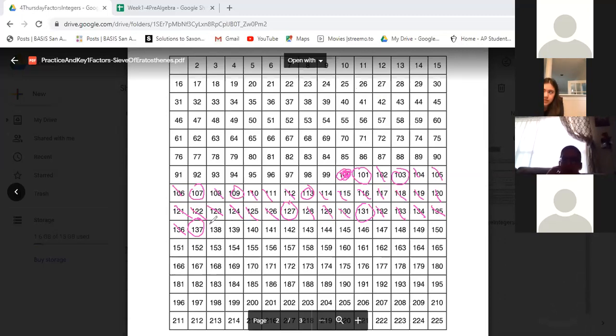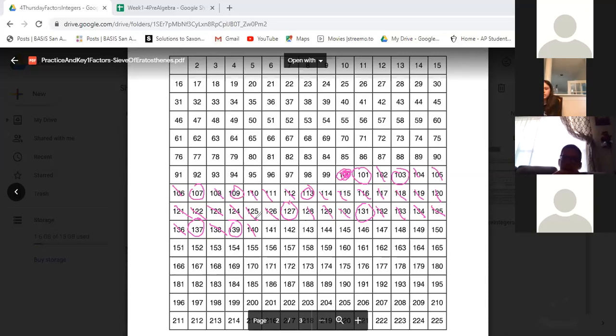138 is a composite number. 139 is a prime. 140 is a composite. There you go. All right. Lavdi, can you do 141 to 150?